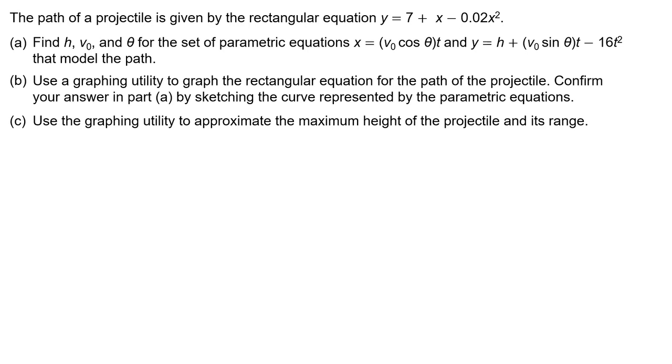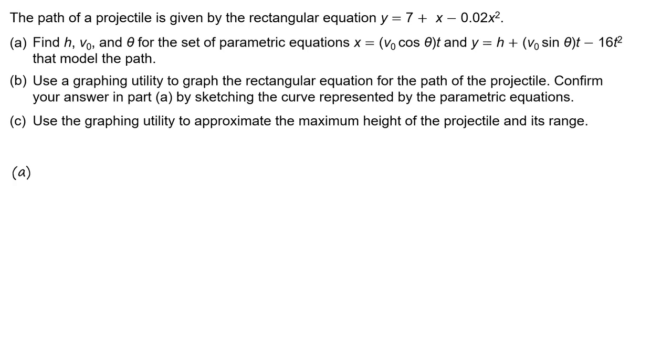Part B. Use a graphing utility to graph the rectangular equation for the path of the projectile. Confirm your answer in Part A by sketching the curve represented by the parametric equations. Part C. Use the graphing utility to approximate the maximum height of the projectile and its range.